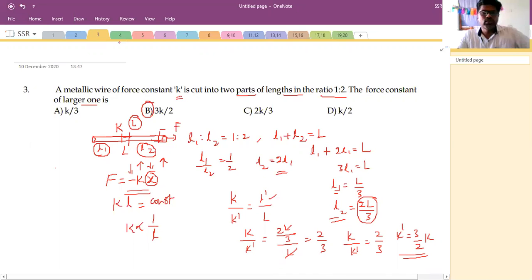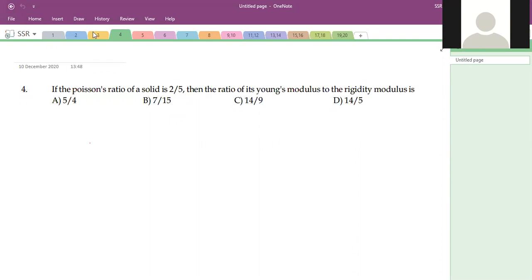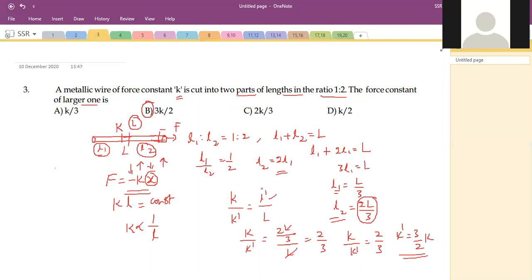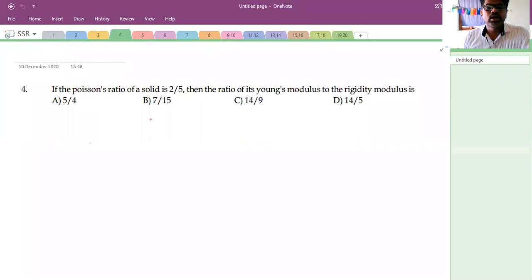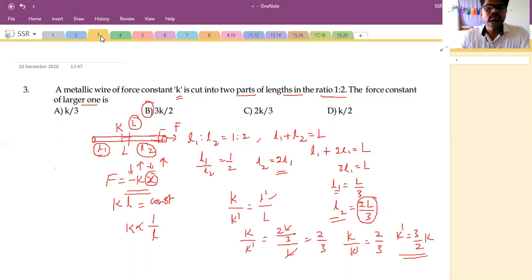Next we'll go for question number 4. If the Poisson ratio of solids, yeah. Sir, can you show that question again, sir? I can take a screenshot, sir. Okay, sir. Question number 4. If the Poisson ratio of a solid is 2 by 3. What is 2 by 3? Sir, Poisson ratio sigma is equal to 2 by 5. Sir, can you show again, sir? Okay.